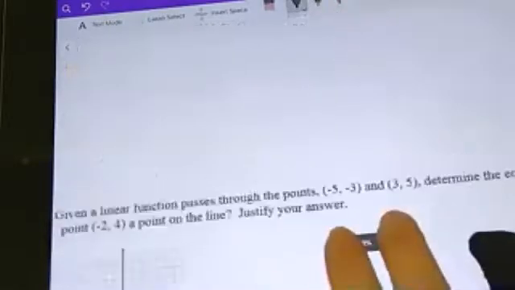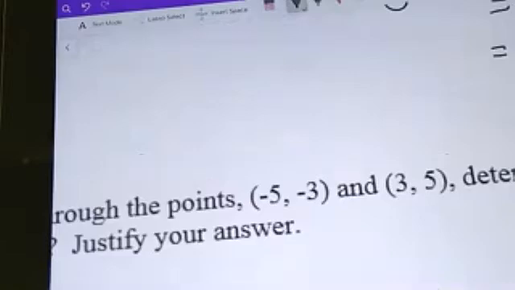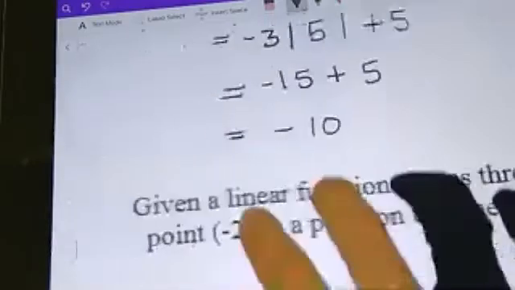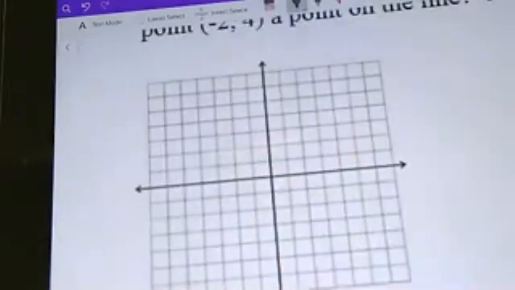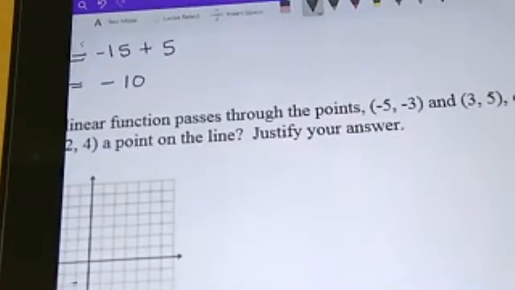Okay. And then that takes us to this problem here, which is we have 2 points. -5, -3, and 3, 5. And we want to figure out the equation of the line that goes through those 2 points. Now, you'll notice that there's a graph grid. That means, yes, you could solve this on a graph. Solving things graphically is one of the ways that we learned how to solve. So there's nothing wrong with graphing it.